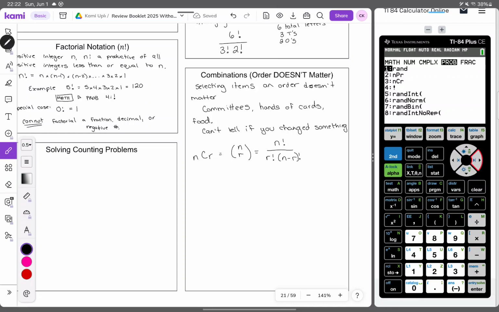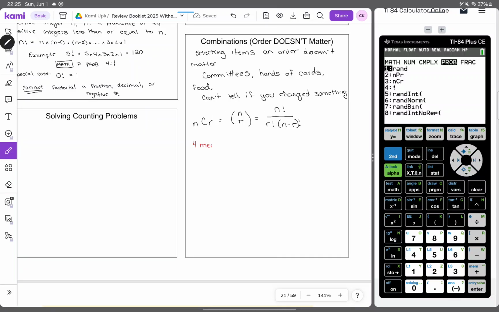So one of the things that they like to do with combinations is the at least and at most types of situations. So 4 men, let's say 5 women, and I want a committee of 4.